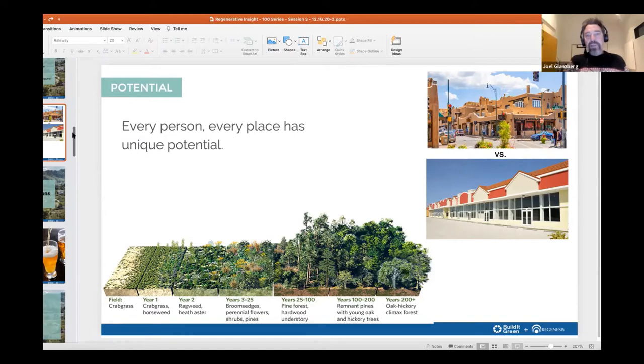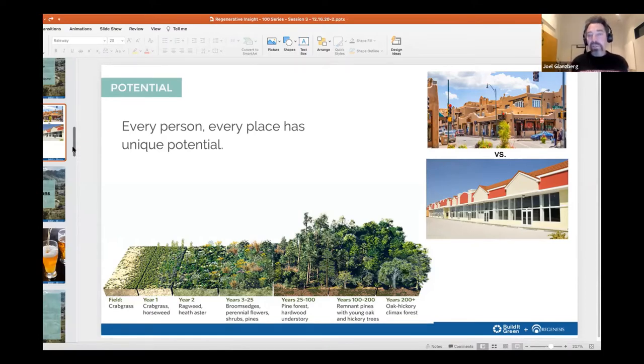And so we have two pictures here. One is an image from here in Santa Fe, New Mexico, where I live, and one is a kind of generic strip mall. And one of the beauties about the living world is that every place, every person, every student, every piece of wood is unique. And so how do we bring out that uniqueness?